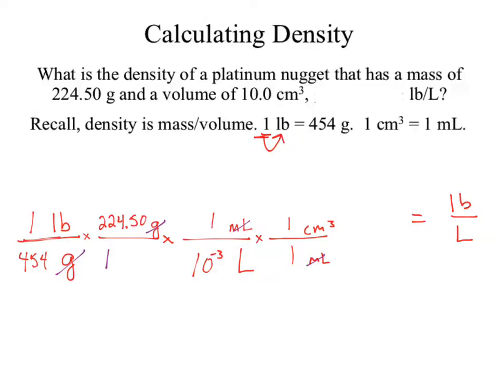Not quite there yet. What do I need to get rid of? Where does the centimeters cubed need to show up? In the bottom. Am I given a value that has centimeters cubed? Yes. I can now put that value in. What do I put on top? 1. Okay. Because if I put in any other number, that changes the meaning of the 10.0 centimeters cubed.